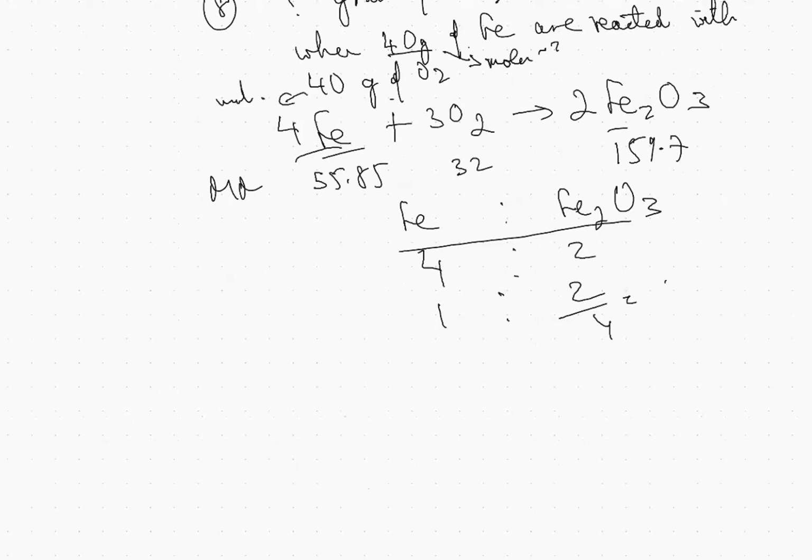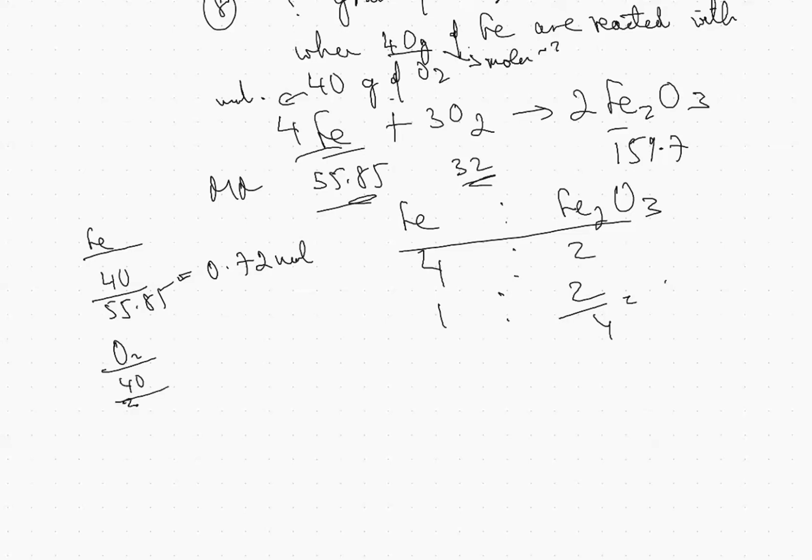This is for Fe. 40 grams divided by the molar mass of 55.85. We get 0.72 moles, roughly. Then for oxygen, we have 40 grams divided by the molar mass 32. 40 divided by 32, I get 1.25.